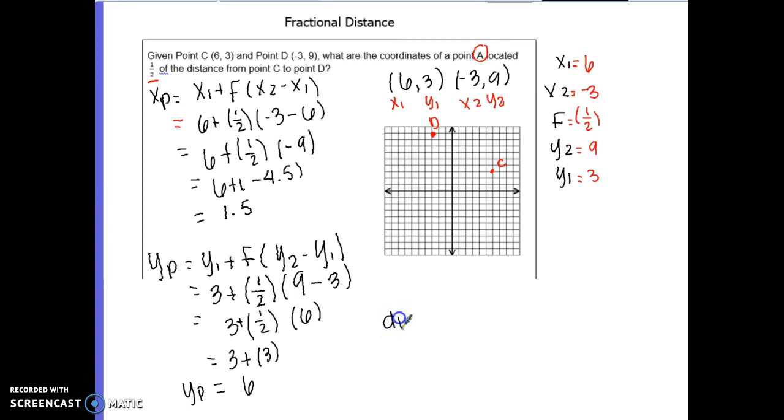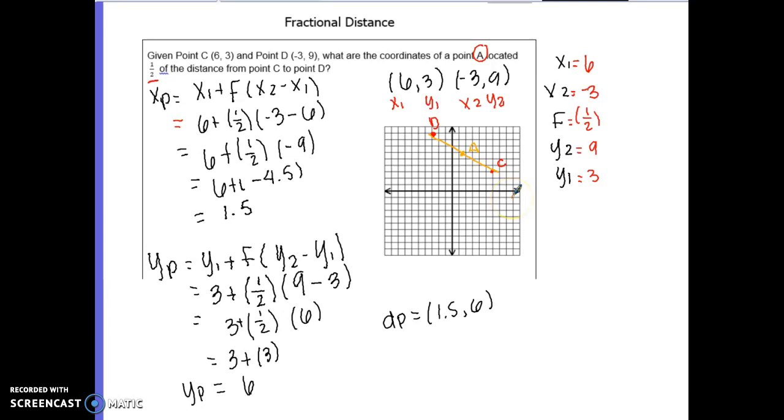So our answer would be DP is 1.5, 6. And if we kind of go over here, we would say that's 1/2. So 1 and then a little bit more, and then 6. So 1, 2, 3, 4, 5, 6. So around right there would be point A, and that kind of does look like halfway between those 2 points.